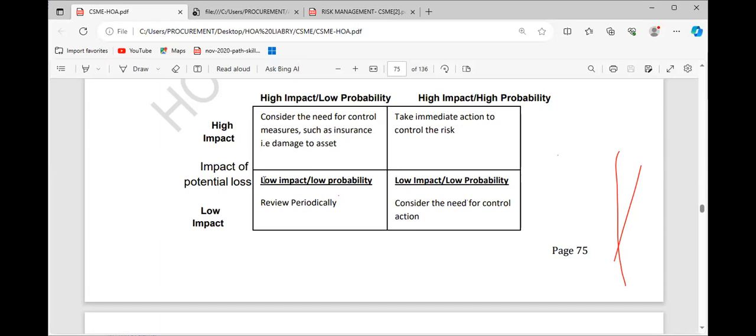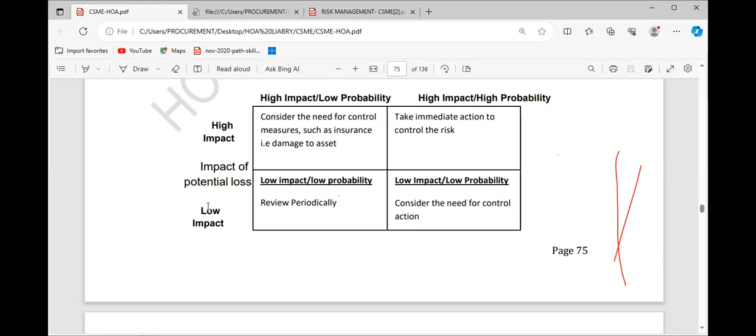Then when you look at the low impact and low probability, this means that if this thing happens, it won't have much impact on the organization. And the chances of happening is very, very what? Is very, very low. Is very, very minimal. Okay? Then another thing is that low impact, low probability. That is, the impact is low, and then the probability is also what?